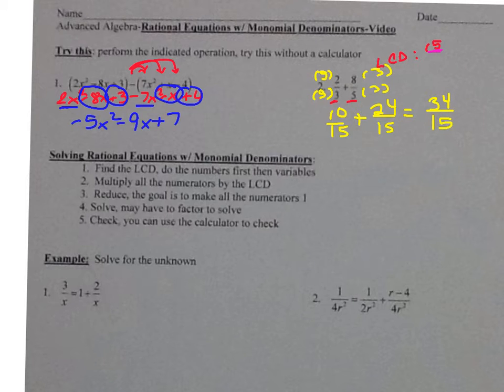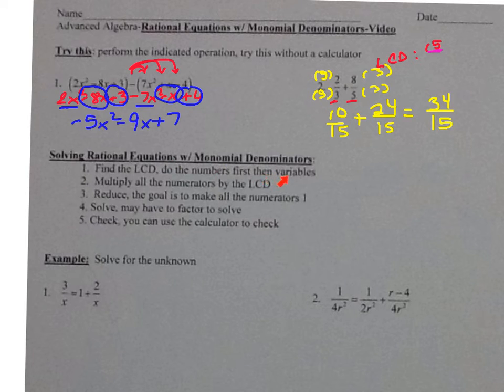Okay? All right, so what we're going to be doing is solving equations. This is just an expression. So we're going to actually be solving equations. See, there's an equal sign. All right, so the first thing you're going to do is find the LCD. First, work with any numbers that you have, like I did over here. I found the LCD of a 3 and a 5, so the LCD is 15.